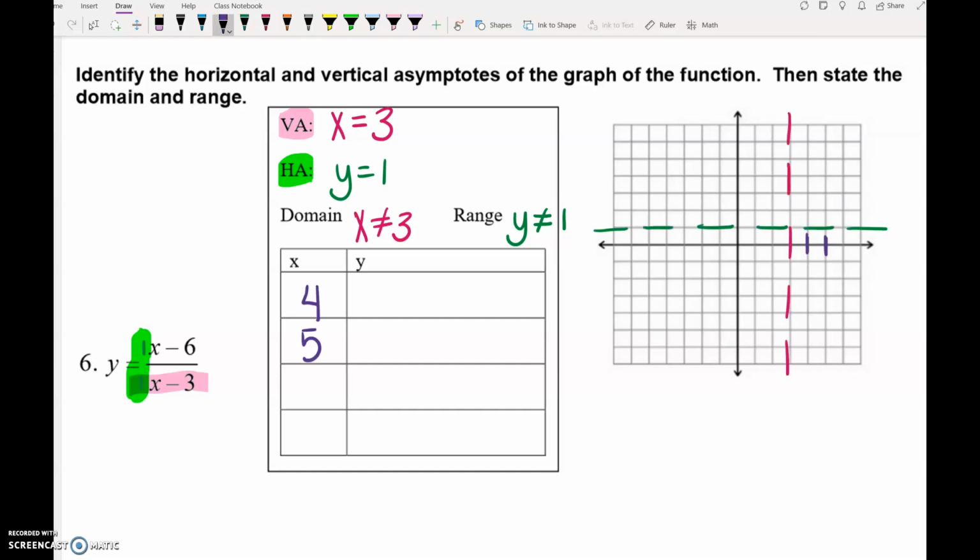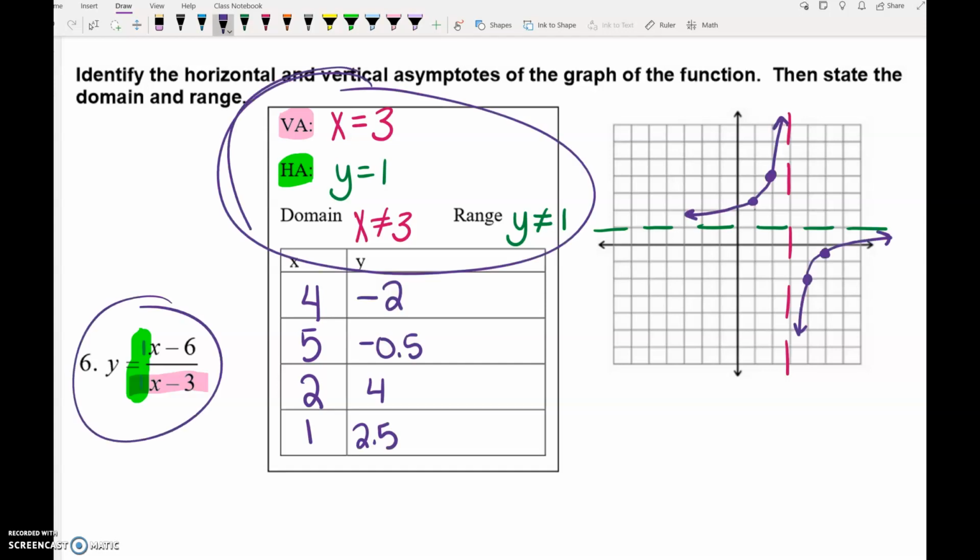To pick points for our table, find your vertical asymptote. That's 3. We want 4 and 5. And then we also want the left side. We want 2 and 1. It's totally okay if your table is not in numerical order. That table is just a place for you to record points. So now go to Desmos and put this thing into Desmos.